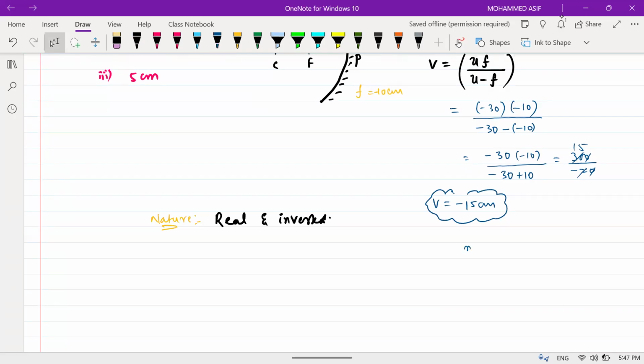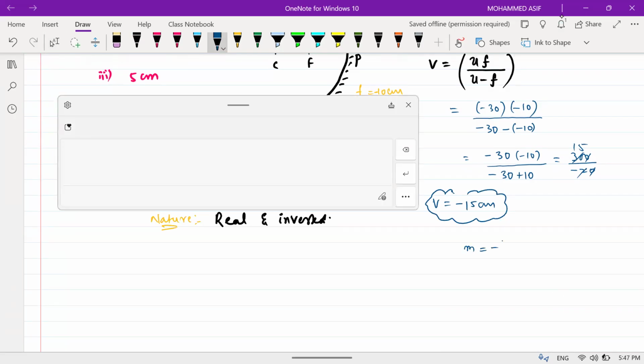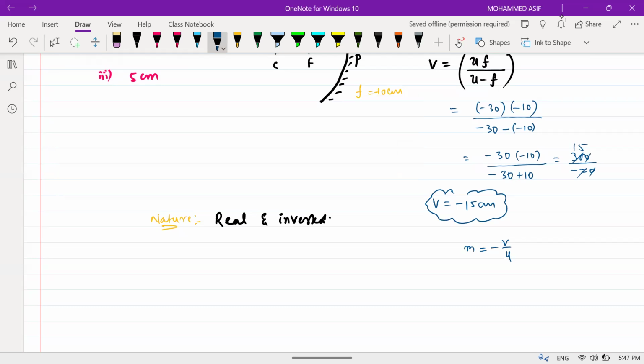M is equal to minus V by U. See, I'm getting positive or negative. This is minus 15 divided by the object distance, minus 30. This minus will get cancelled. 15 ones are 15, 15 twos are 30. So the magnification is minus 1 by 2. So when magnification is negative, then obviously the image will be inverted. Got an idea?